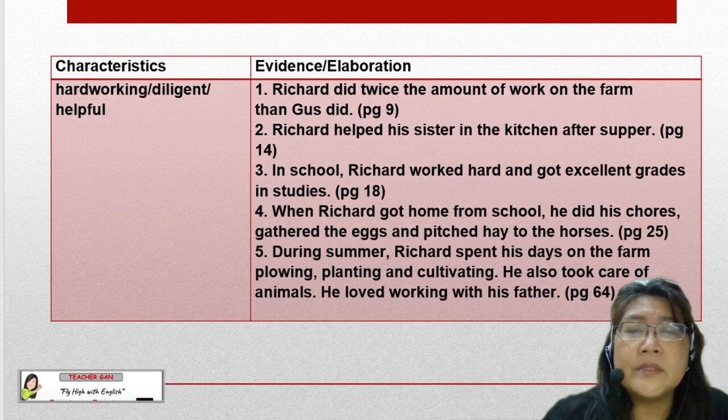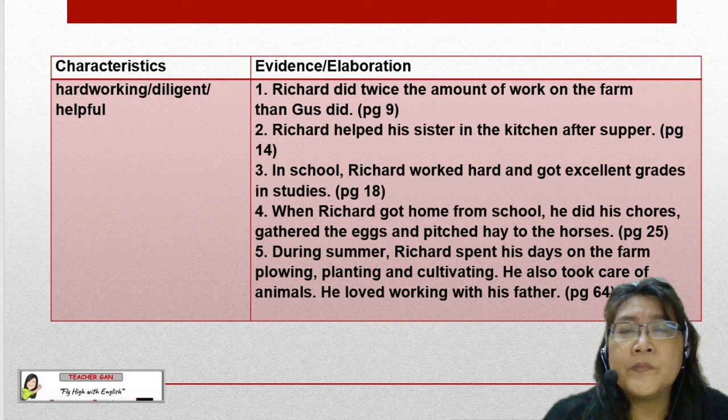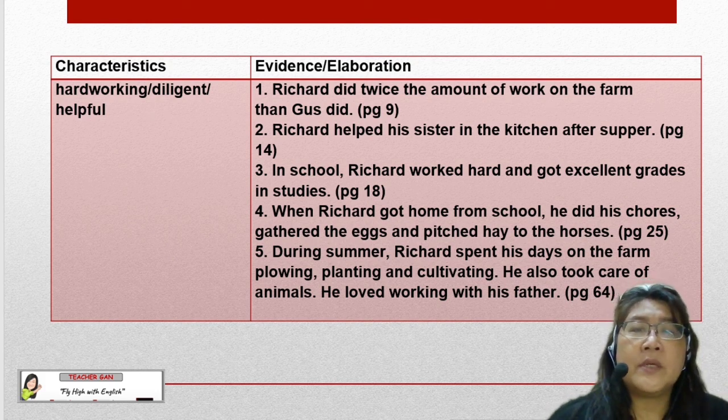Next characteristic: Richard is also hardworking, diligent, or helpful. Evidence: 1. Richard did twice the amount of work on the farm than Gus did. 2. Richard helped his sister in the kitchen after supper. 3. In school, Richard worked hard and got excellent grades in studies. 4. When Richard got home from school, he did his chores, gathered the eggs, and pitched hay to the horses.